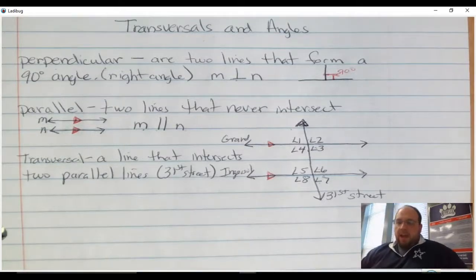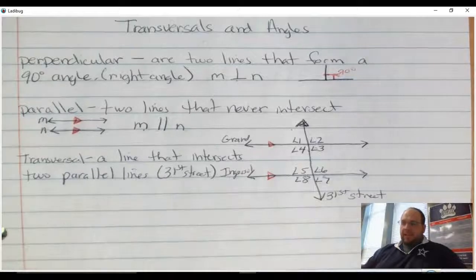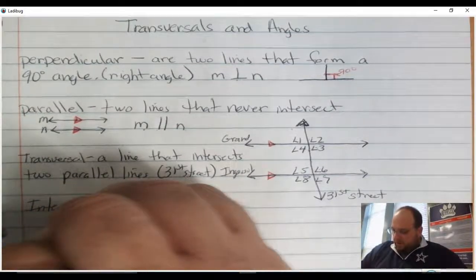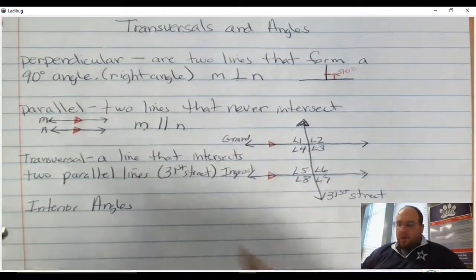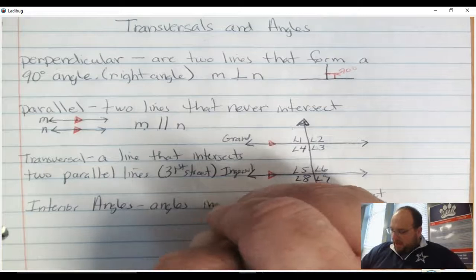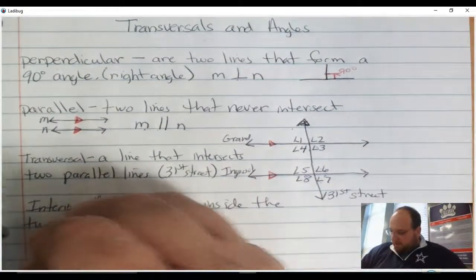Now we're going to go ahead and identify interior angles. Interior means to be inside. So interior angles are angles inside of the two parallel lines. So angles inside the two parallel lines.